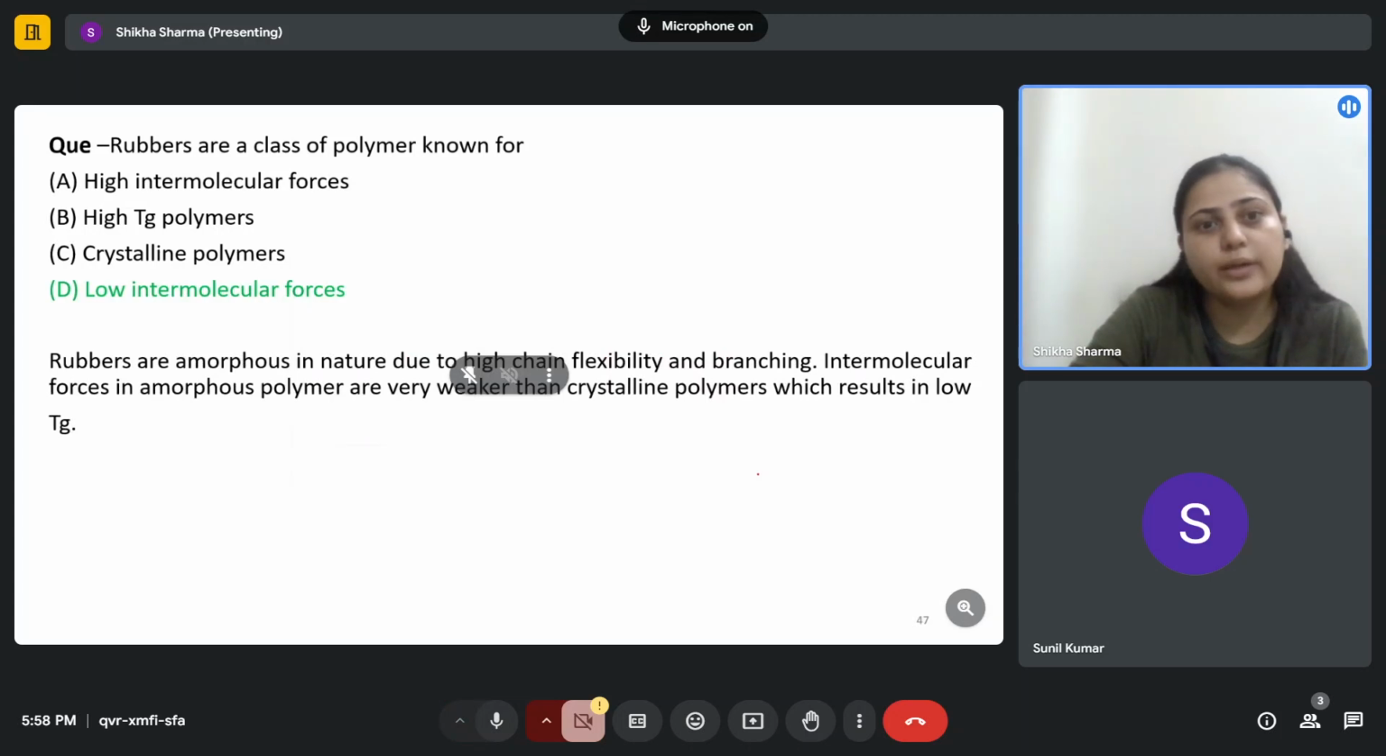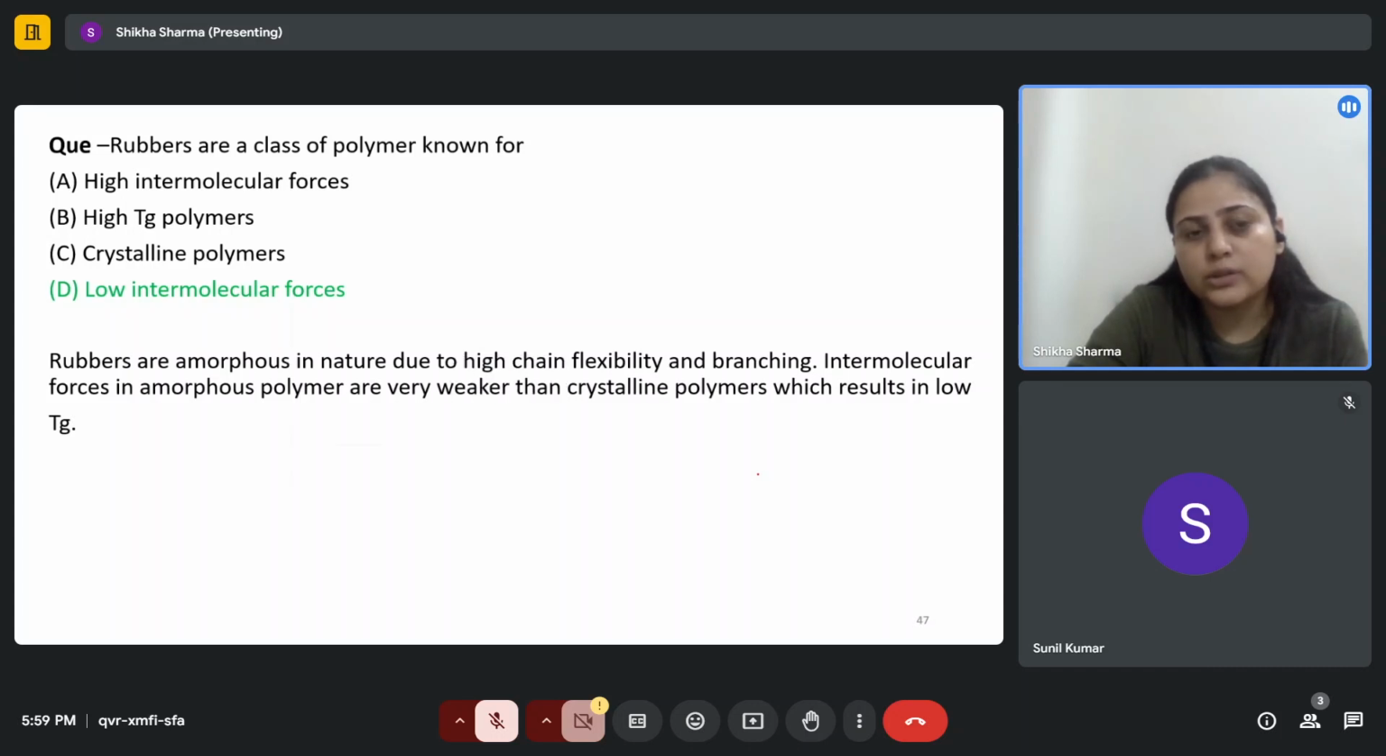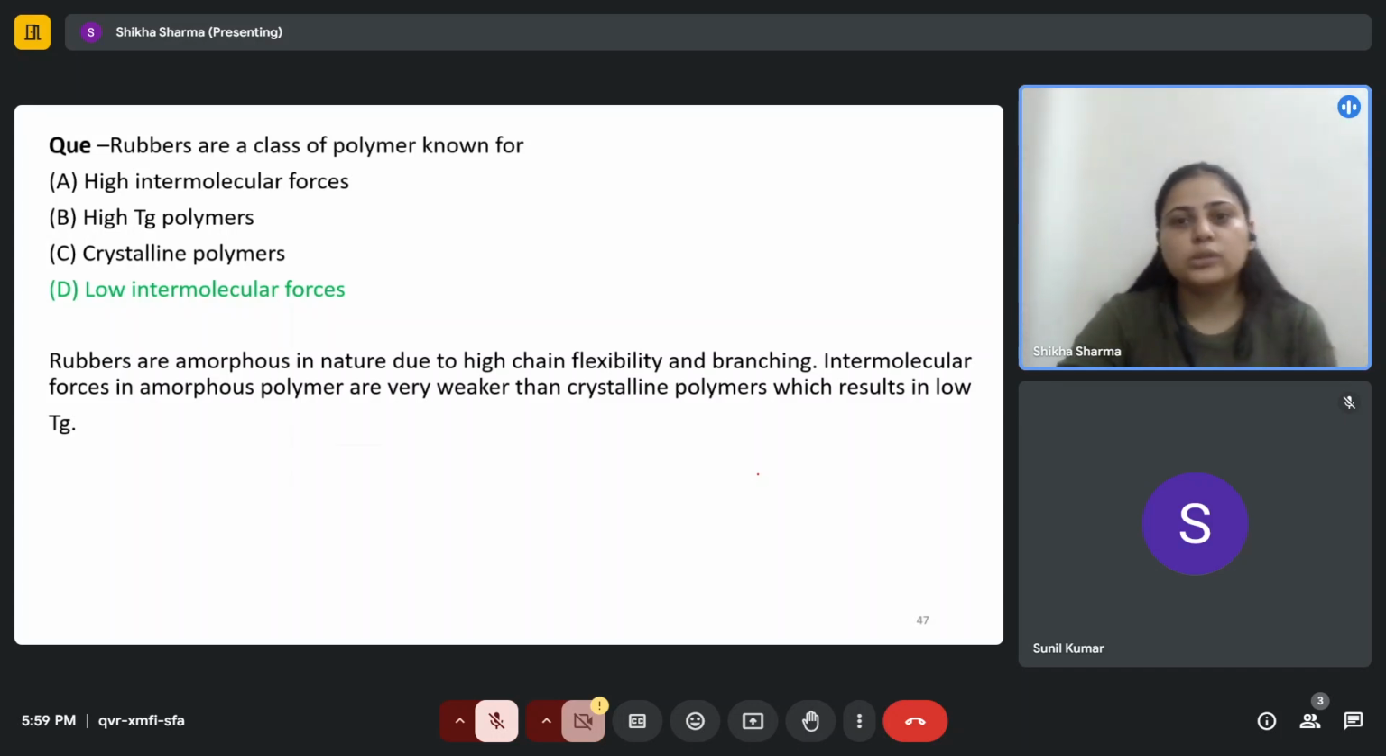So it is having low intermolecular forces, because rubbers are amorphous in nature, and due to high chain flexibility and branching, it is amorphous in nature, and it has low intermolecular forces because it is amorphous. In a crystalline polymer, mostly the intermolecular forces are high, but since it is an amorphous polymer, it has low intermolecular forces, and therefore it has low Tg also.